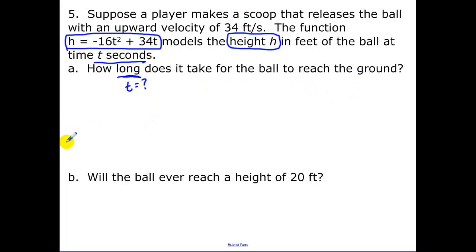So our ball goes up like this, up, up, up, up, back down. Here's our ground. If the ball is sitting on the ground, what is its height above the ground? The height is equal to 0. So we set our height equation equal to 0.